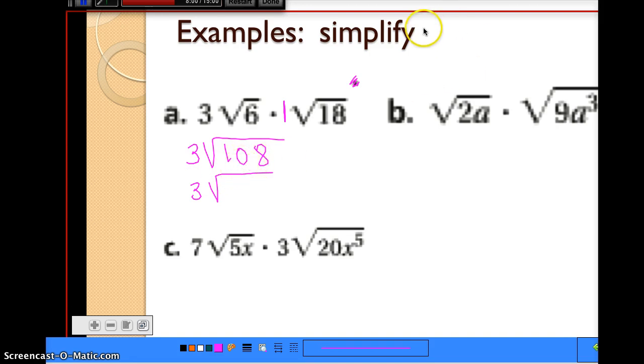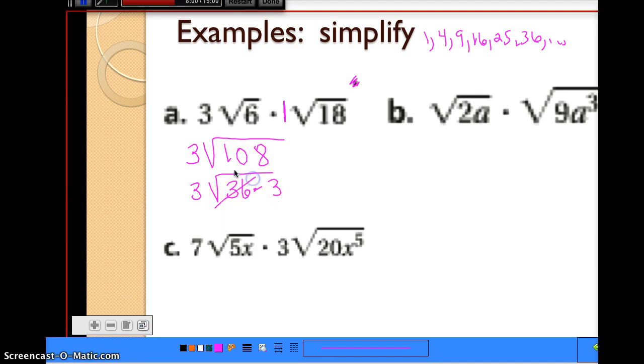That's a perfect square. If I list them, 1 times 1 is 1. That won't help me. 2 times 2 is 4. 3 times 3 is 9. 4 times 4. 5 times 5. 6 times 6. If I think about perfect squares, I try to find which one of these, preferably the largest, will go into 108 evenly. I believe 36 works. If you take 108 and divide it by 36, you'll get 3.